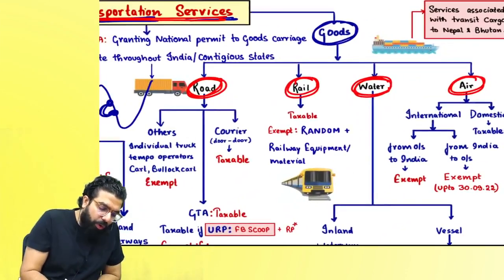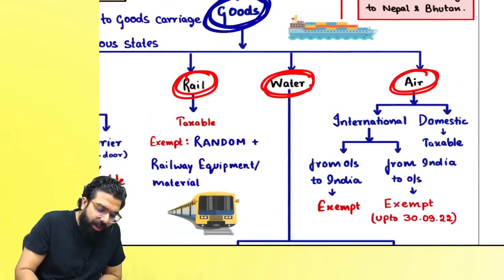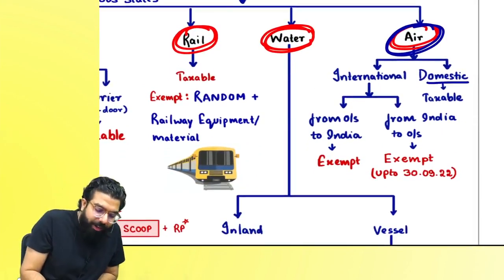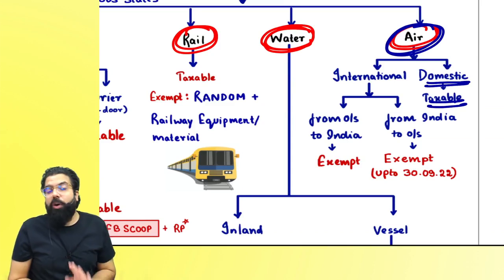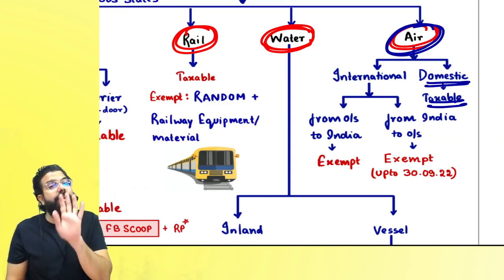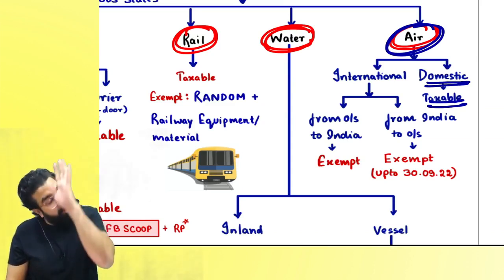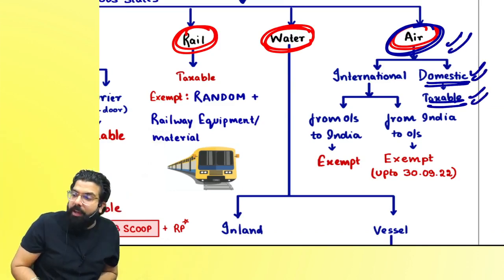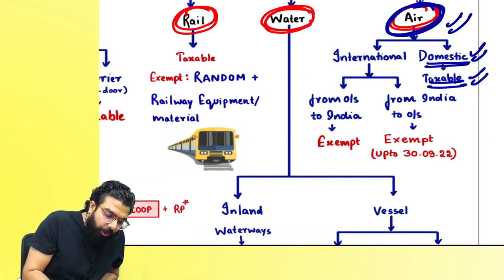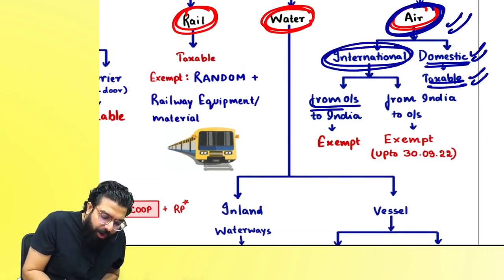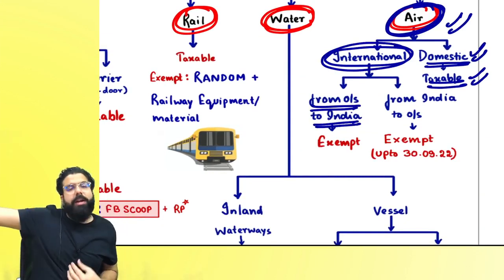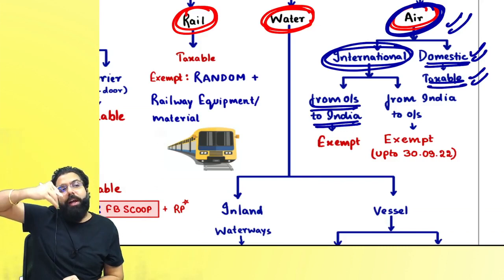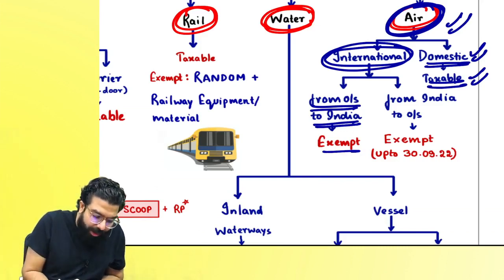Now we have to come to goods transportation. If you go ahead and see by air, always remember, goods transportation by air, domestic, is always taxable. Even if you say relief material, agricultural produce, still taxable. Always remember, air transportation domestic is always taxable. Then air transportation international, from outside India into India: if goods are coming from outside India into India, air transportation is always exempt.